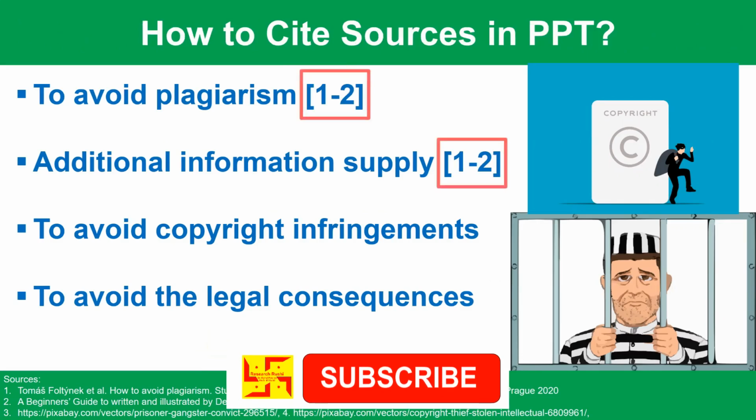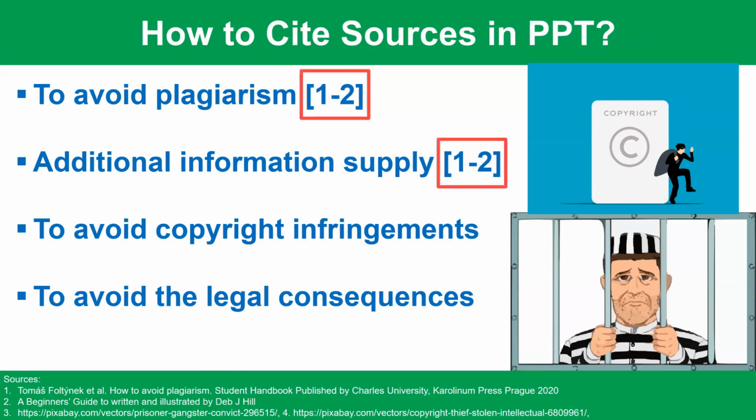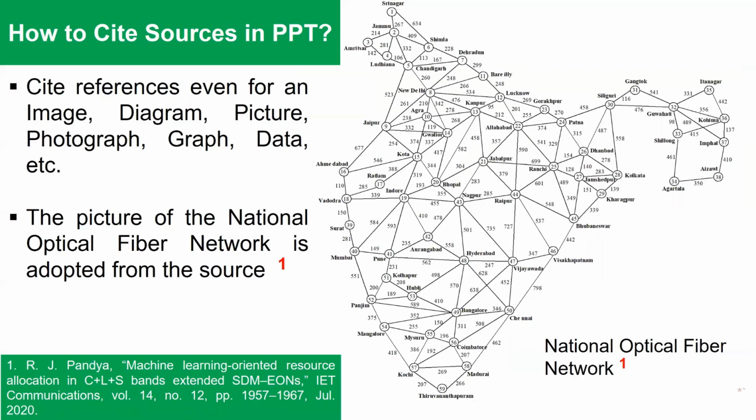Furthermore, instead of superscripts, we can also use the bracketed numbers referring to the sources and cite them at the bottom of the slide. We must cite the sources when we use images, graphs, pictures, photographs, charts, data, etc. For example, we have used the picture of National Optical Fiber Network, which is adapted from source 1, and the source paper is cited at the bottom of the slide.